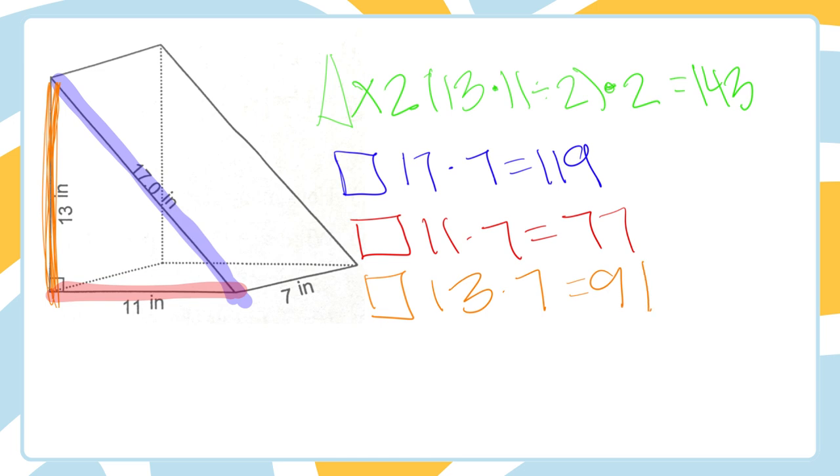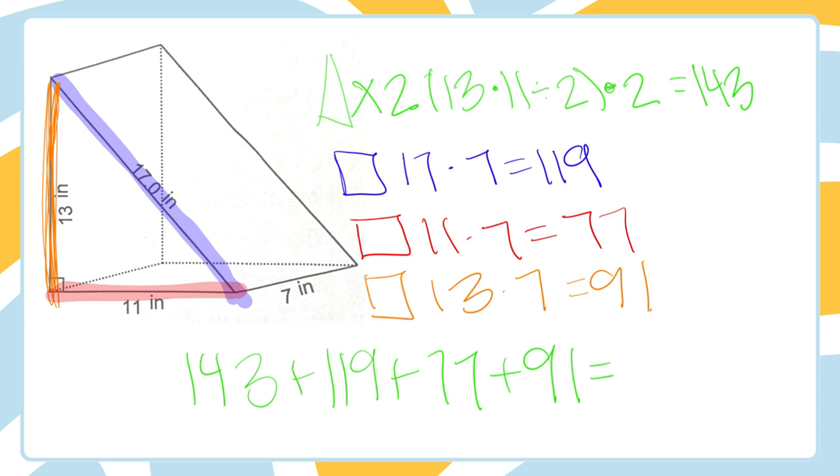And then I added all of them together. Which is 143 plus 119 plus 77 plus 91. And I got 430. And so it is 430 inches squared. Alright, very good.